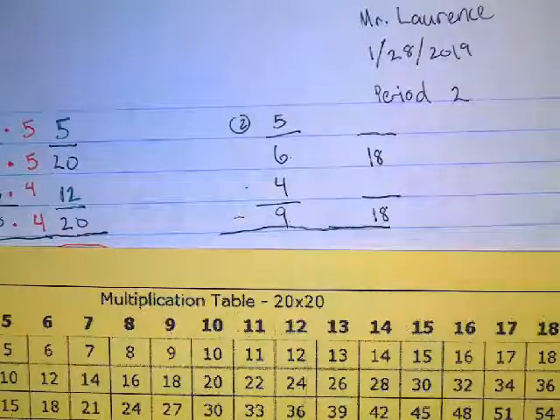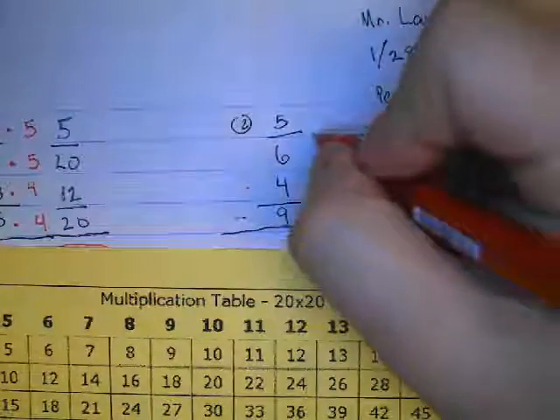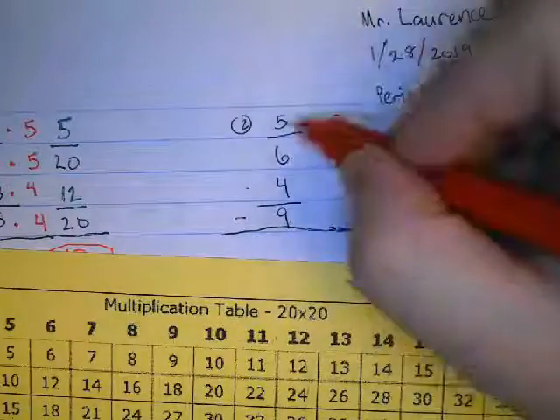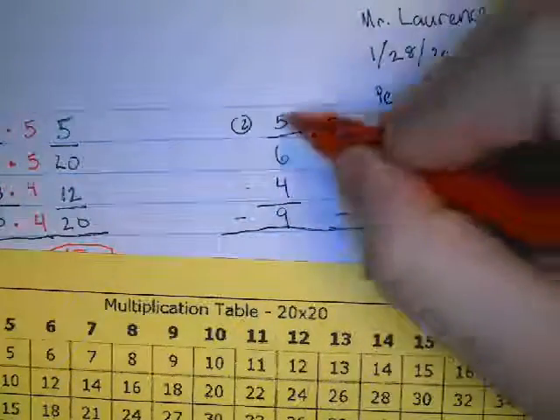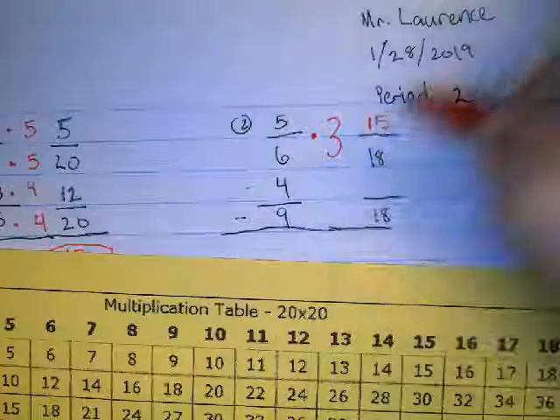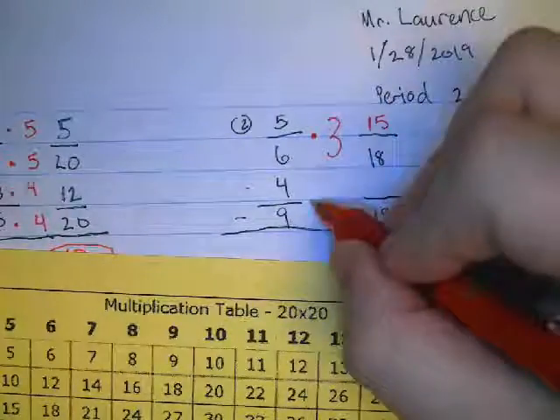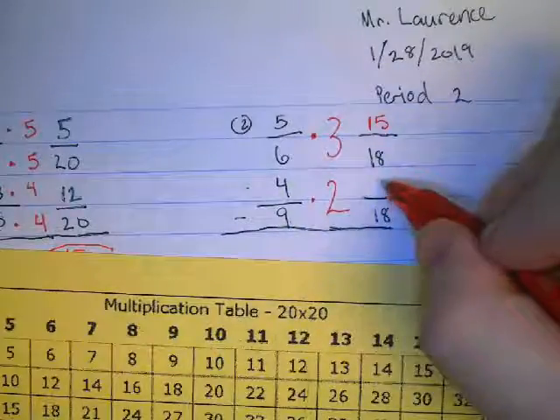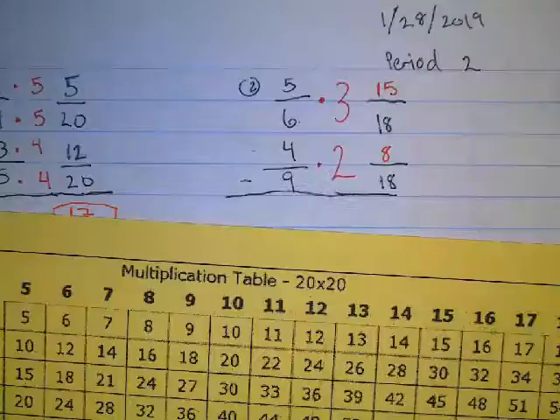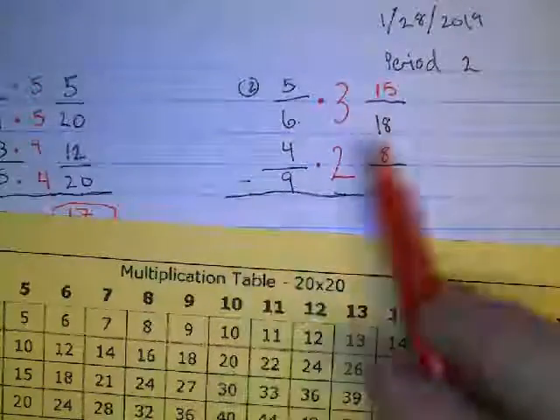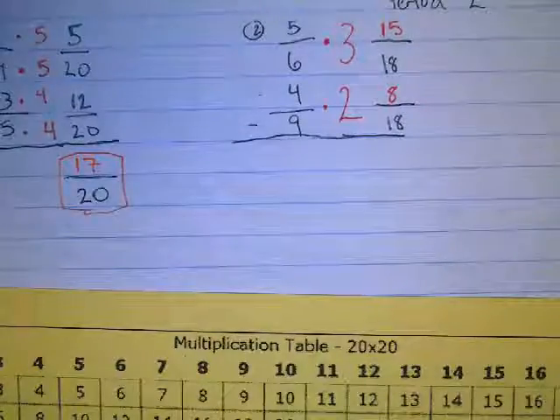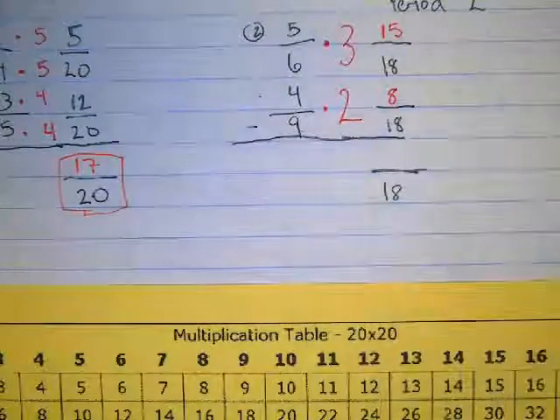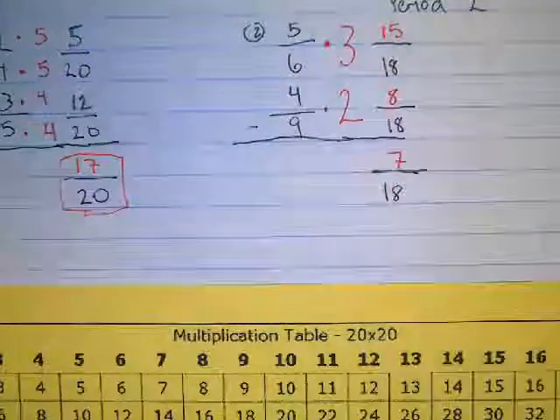Now we just have to figure out what we're multiplying by. Well, 6 has to be multiplied by 3. So I'll multiply top and bottom by 3. 6 times 3 is 18, and 5 times 3 is 15. 9 has to be multiplied by 2, so I'm going to multiply top and bottom by 2, so 4 times 2 is 8. Now this problem is subtraction, so I'm going to do 15 minus 8, and my denominator is going to stay 18. 15 minus 8 is 7.